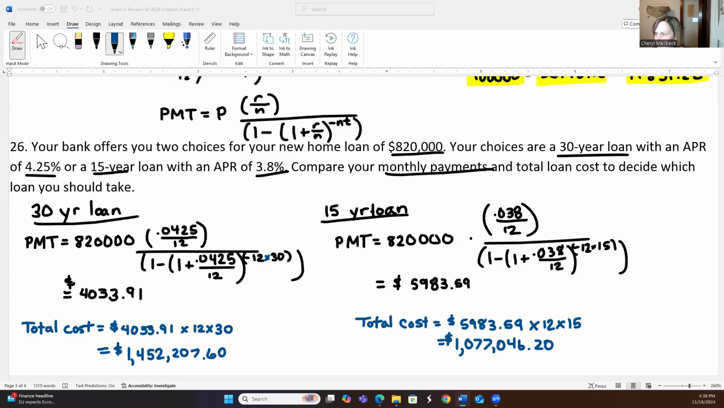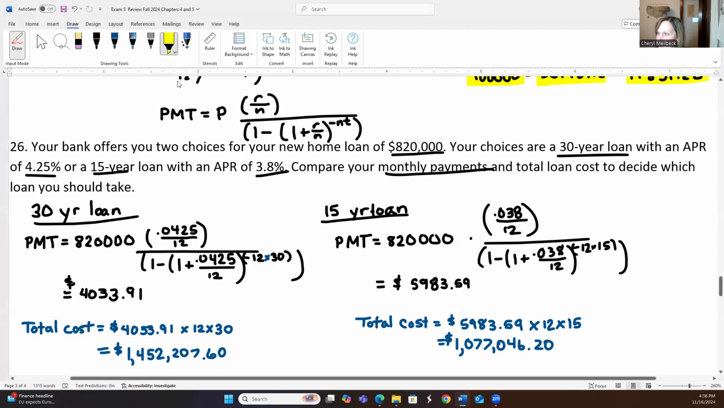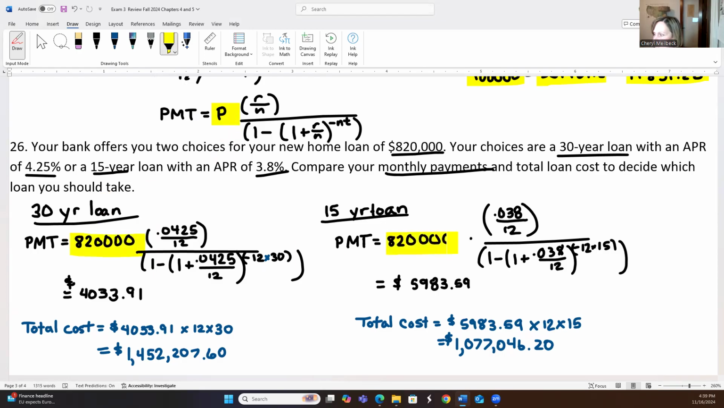All right, once we knew which formula to use, which we have up here, the principal or the present value of both of the loan options is the $820,000. So that goes there in our formula. R over N for the 30-year formula is 4.25% over 12. For the 15-year, they're only charging us 3.8% interest, so that's 0.038 over 12. In your denominator, you have this 1 minus 1 plus R over N to the negative NT power.